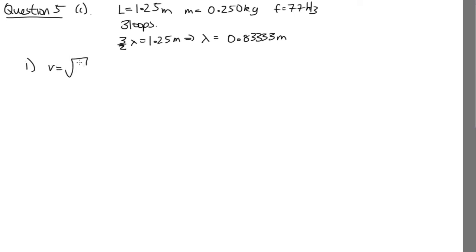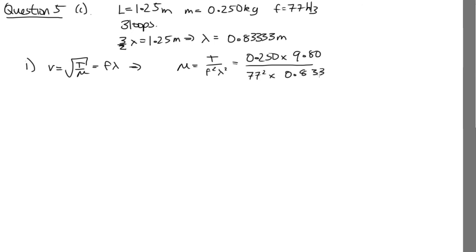So we know that V is equal to the square root of T on mu, and it's also equal to F lambda. So rearranging this, we end up with mu is equal to T over F squared lambda squared, where T is the tension, so that's mg. So it's 0.250 times 9.80 over F squared, which is 77 squared, times 0.8333 squared. And so solving this one, we end up with 5.95 times 10 to the minus 4 kilograms per meter. And so that is equal to 6.0 times 10 to the minus 4 kilograms per meter.